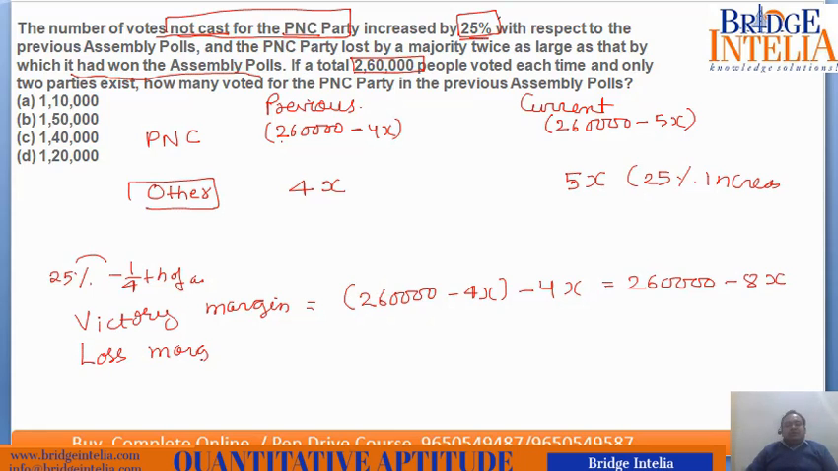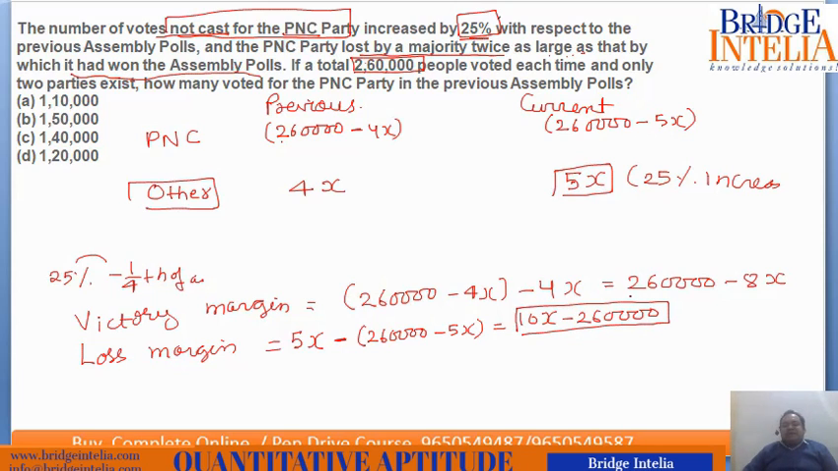Similarly, the loss margin. This time PNC has lost, so the other is the winner. The loss margin would be equal to 5x minus (2,60,000 minus 5x), which is 10x minus 2,60,000. Now what is being said? This time it has lost by a majority twice as large. Majority means the difference. So this difference, 10x minus 2,60,000, is twice as large as the previous difference.